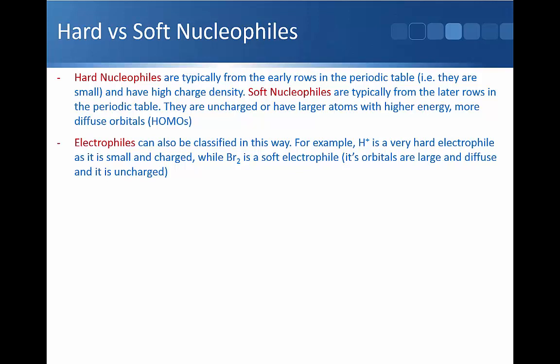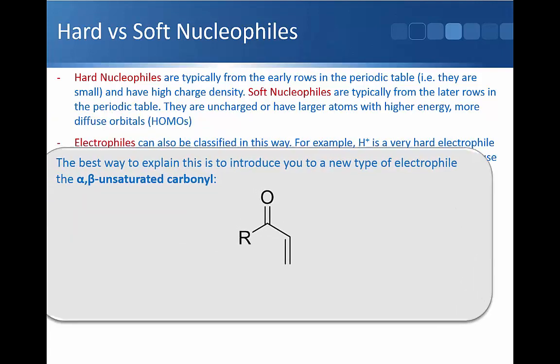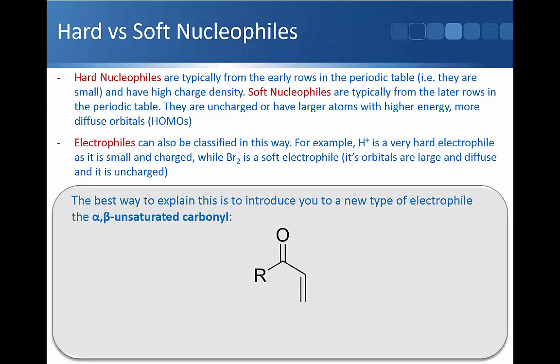And I thought the best way to actually explain this was to introduce you to a new type of electrophile that you have yet to see, and that is an alpha-beta unsaturated carbonyl. So the alpha-beta, that means that there is unsaturation, i.e. a double bond between the alpha and the beta carbon of this molecule. And what that means is, relative to this carbonyl, so this is the carbonyl carbon, if you move away from the carbonyl along the chain, you can label each atom using the Greek alphabet.